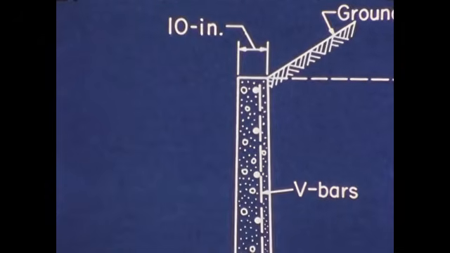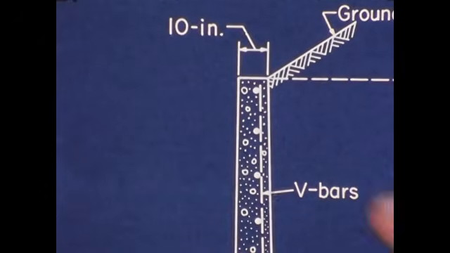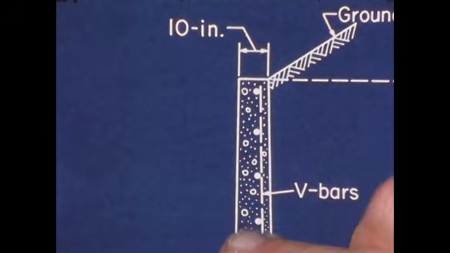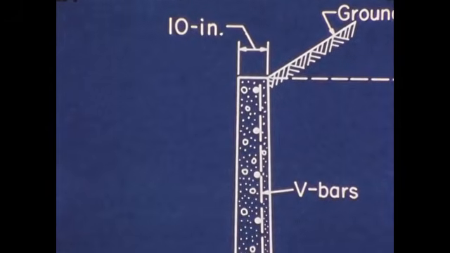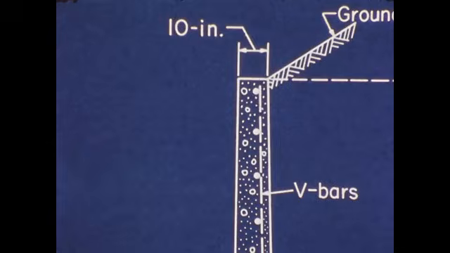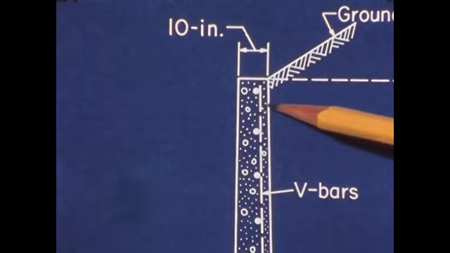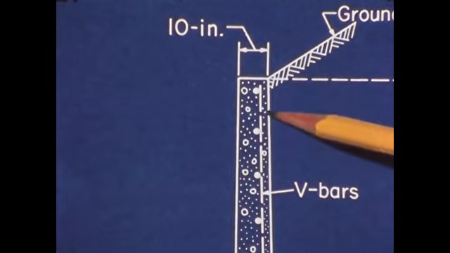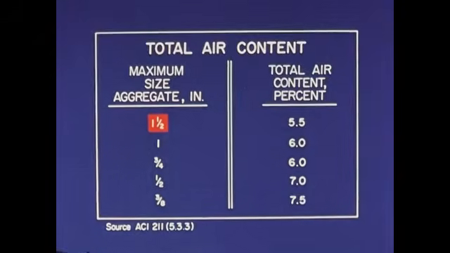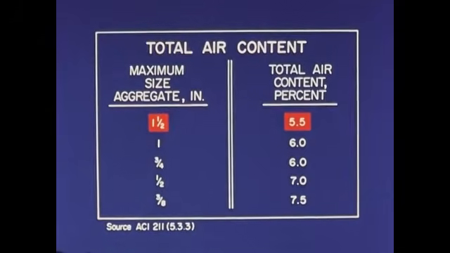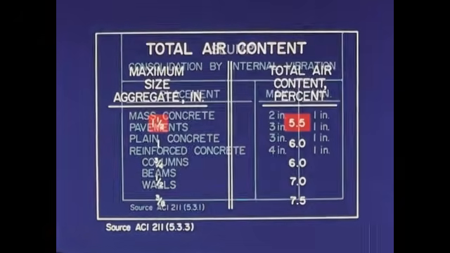Aggregate size should not exceed 1/5 of the width of the 10-inch form. This indicates a 2-inch maximum coarse aggregate. However, a minimum dimension of 2 inches between the reinforcing bars and the form further reduces this requirement to a 1 1/2 inch maximum. The table of recommended air contents indicates 5 1/2% total air be entrained in the mix.